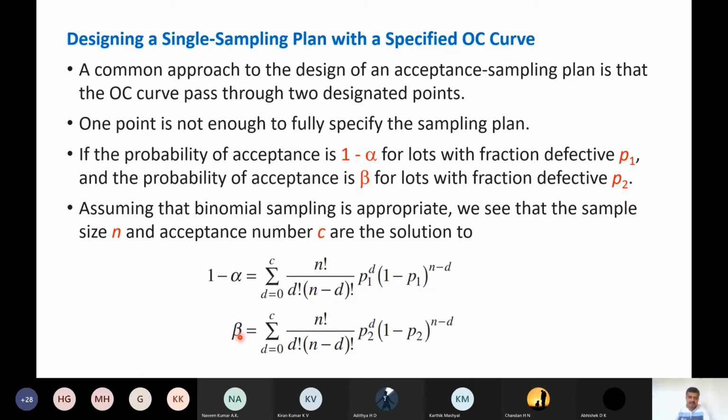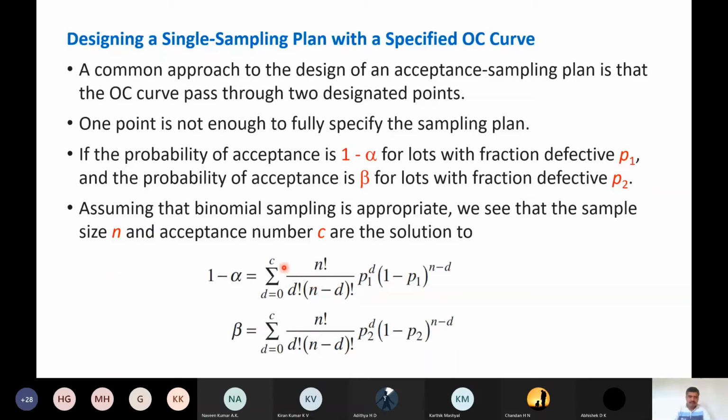Similarly, if you know beta and P2 value, you can find out n and c value. If you know c, obviously you will get the D value. D will vary between 0 to c. In the previous class we calculated the PA value by considering all these values. We have discussed that in the previous class.